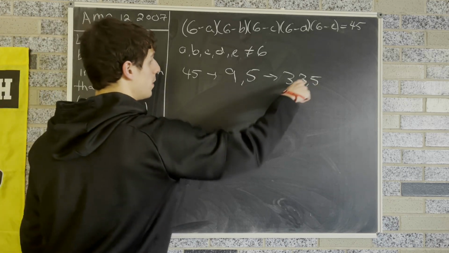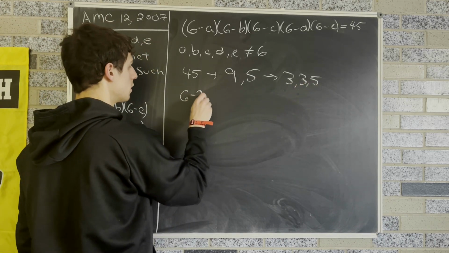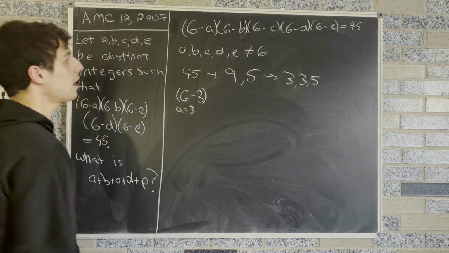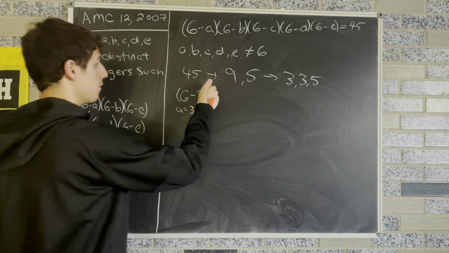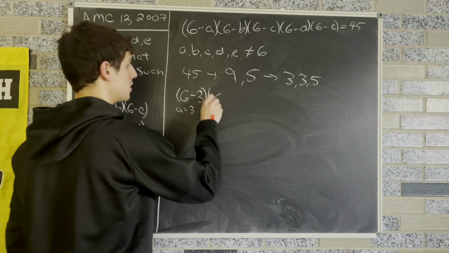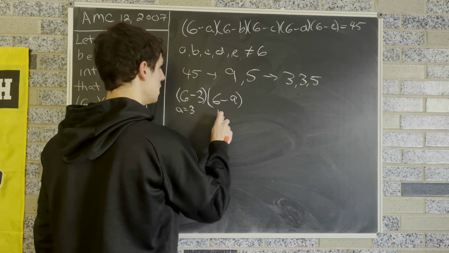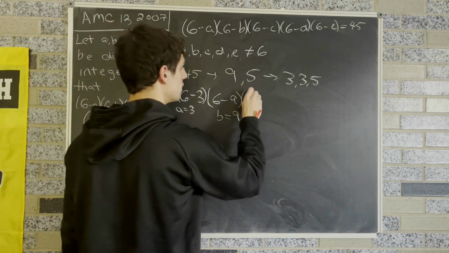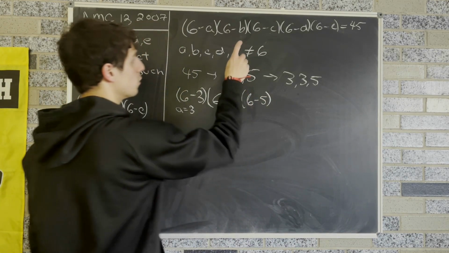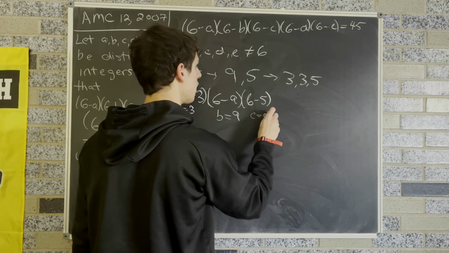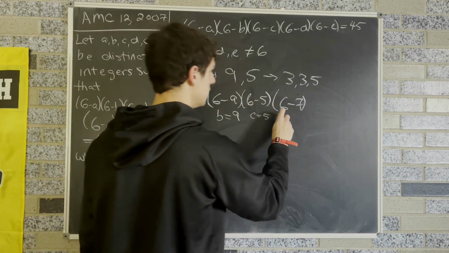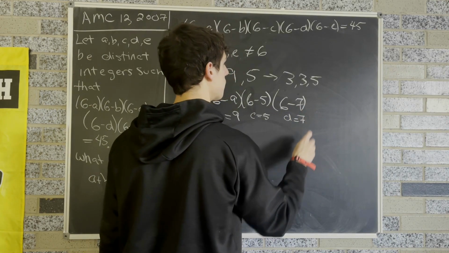So if we want 2 copies of 3, then we'll have 6 minus 3, so we'll let a equal 3. And then we want the other copy of 3, but this one will be negative, so we'll have 6 minus 9, so we'll let b be equal to 9. Then we'll get our 2 copies of 1, so we'll have 6 minus 5, so c equals 5, and then we'll have 6 minus 7, and that will be d equal to 7.